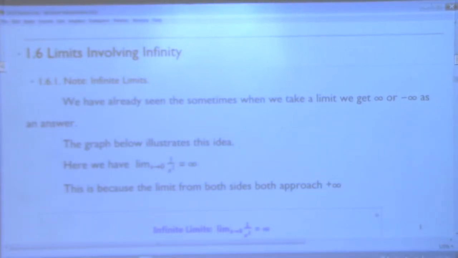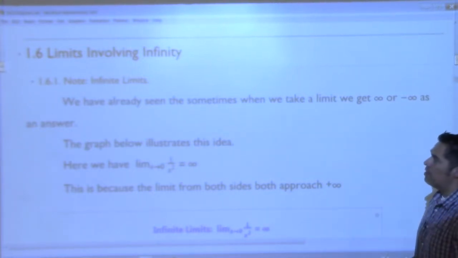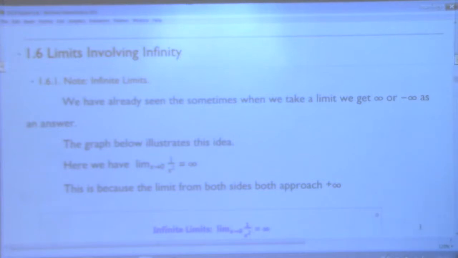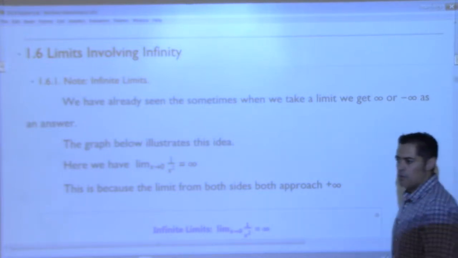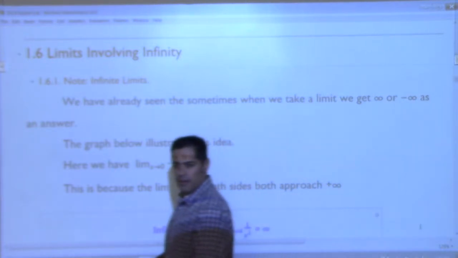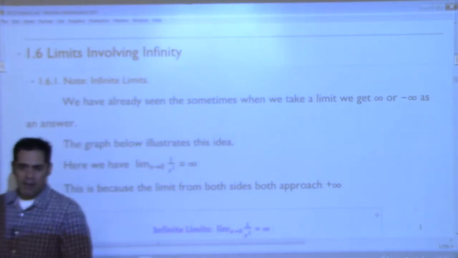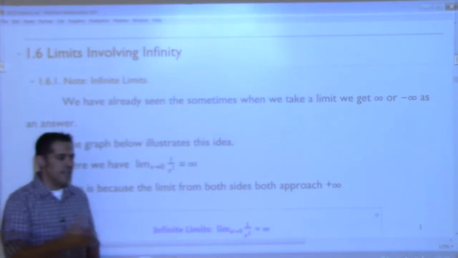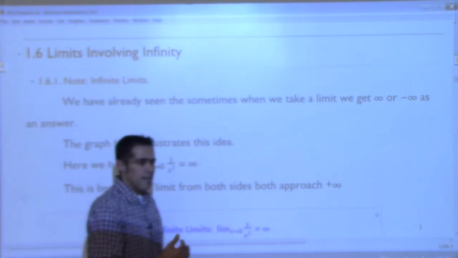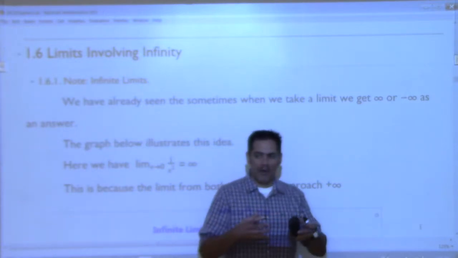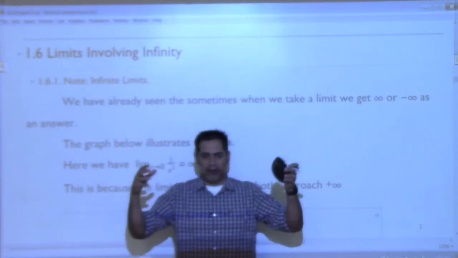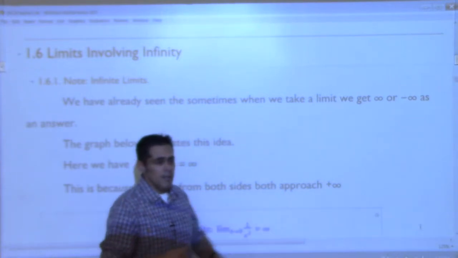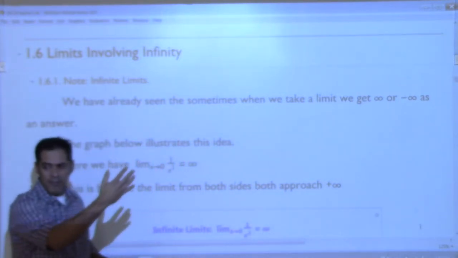Limits involving infinity. So maybe before we begin, we should all make sure we understand the idea of what infinity is. Infinity is not a number, right? We all understand that? Infinity is an idea. If I say we're going to let a number get really, really big and just keep getting bigger and bigger forever and ever, then we would say that number is approaching infinity.